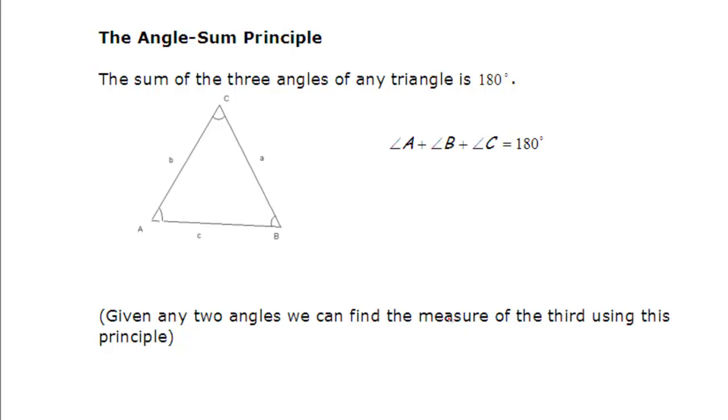In this lesson, we're going to keep talking about the introduction to trigonometry and triangles, and we have two properties of triangles to look at in this lesson, specifically the angle sum principle and the Pythagorean theorem. The angle sum principle says that the sum of the three angles of any triangle is 180 degrees. So if we add up the angles, we get 180. If I tell you two angles in a triangle, you can find the third.